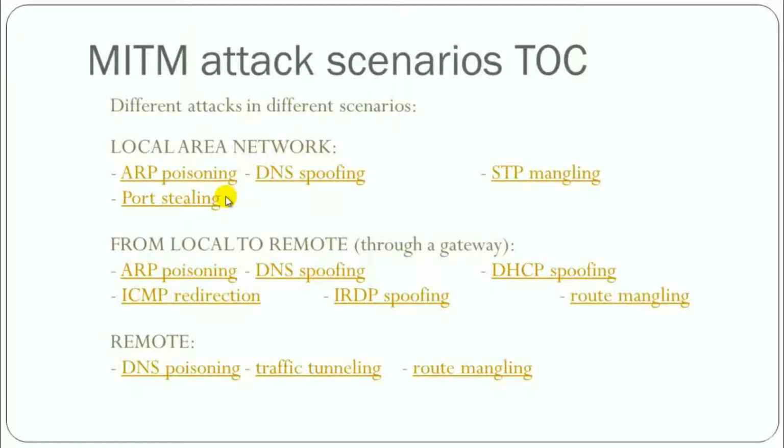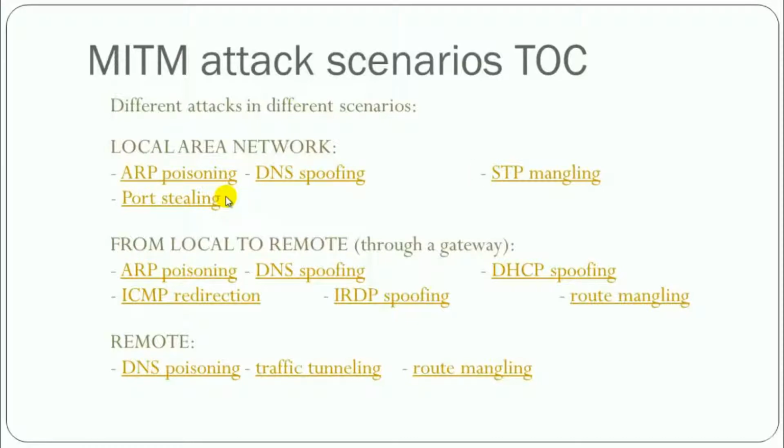That is local area network. That means it's not on the internet, it's just inside the company. It can be, you can say, like an intranet, for example. So these are different types of attack: ARP poisoning, DNS spoofing, STP mangling, and port stealing.